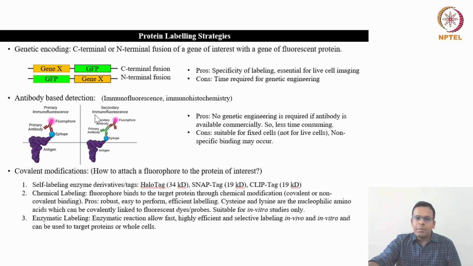So this kind of labeling strategy is known as indirect immunofluorescence, where you use a secondary antibody which is fluorescent, that binds to the primary antibody. And this kind of immunofluorescence is known as direct immunofluorescence, in which the primary antibody itself is labeled fluorescently. So again, there are several pros and cons of this approach as well.